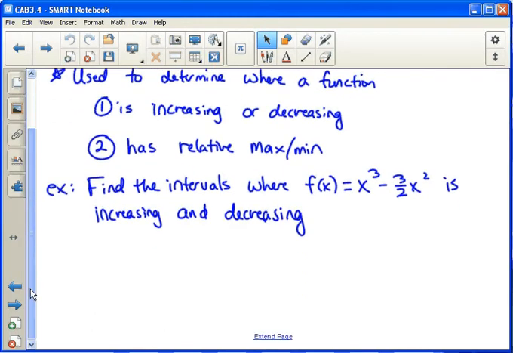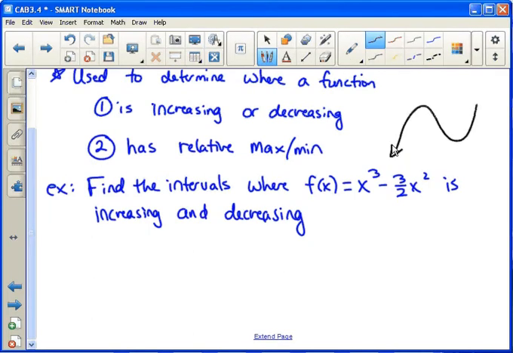So we have the function x cubed minus 3/2 x squared. I'm just going to give you a picture of what this one looks like. It has this basic shape. Okay, well, I'll mark in blue where we're increasing, and then in red where we're decreasing.